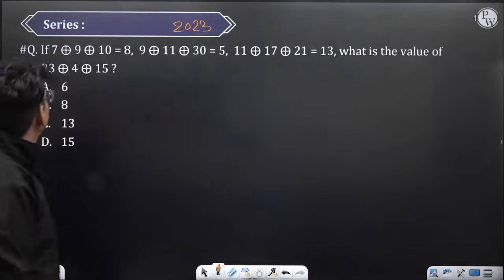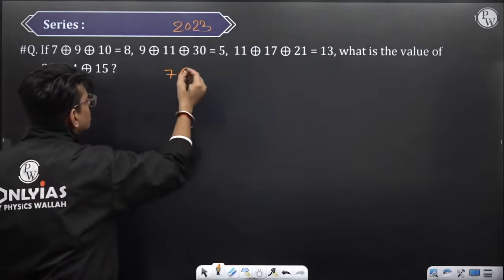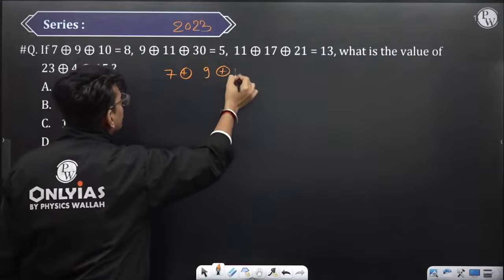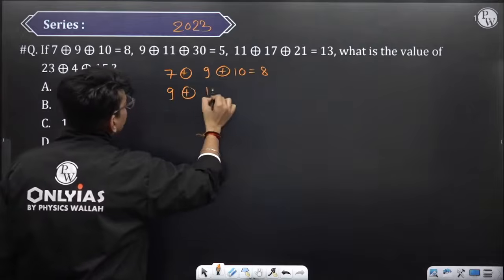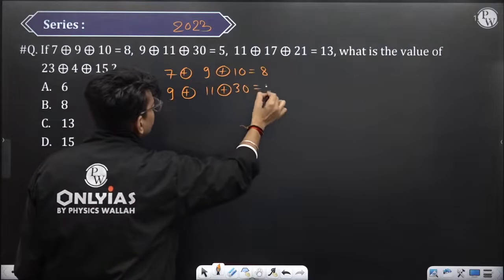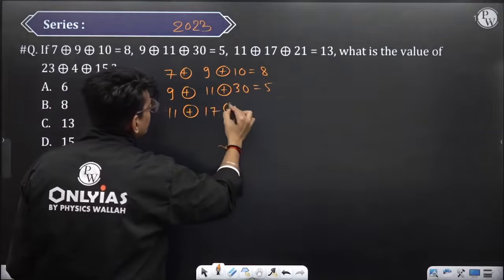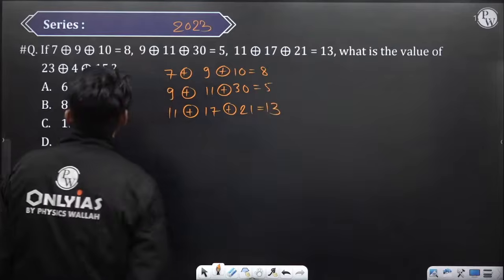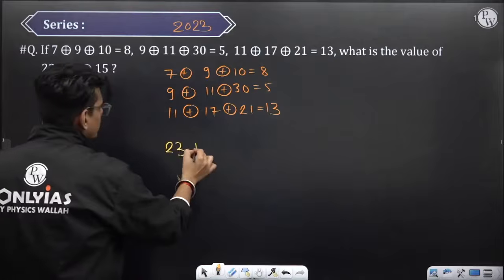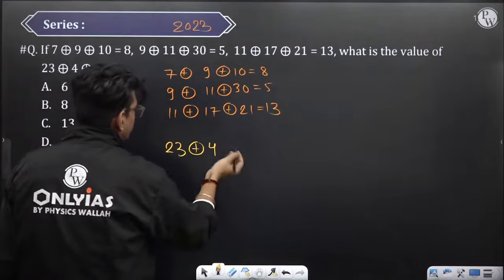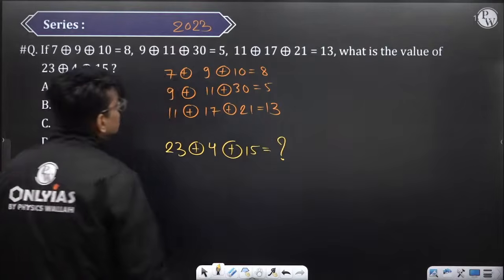2023. Now see, what is 7 ... 9 ... 10 equals 8? Again 9, 11, 30 equals 5. Okay, 11, 17, 21 equals 13. What is the value of 23 (some sign) 4 (some sign) 15 equals question mark?